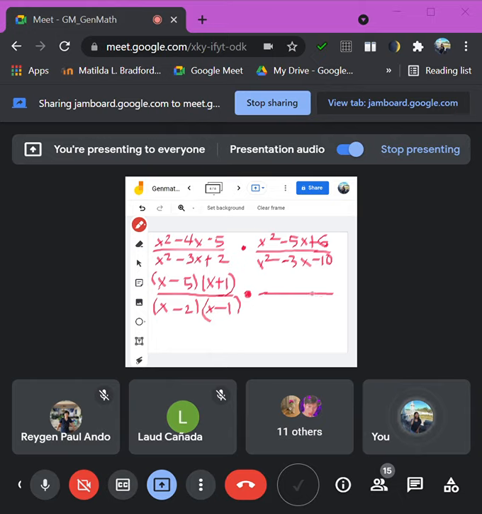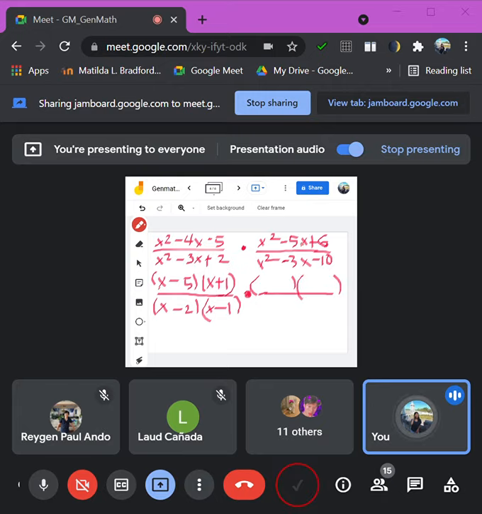Okay. So, how about x squared minus 5x plus 6? What are the possible factors? We look at 6, the factors that can be multiplied to make 6 and added to make negative 5. The factors of 6 are 1, 6, negative 1, negative 6, negative 2, negative 3, negative 2, positive 3, negative 3, positive 2.